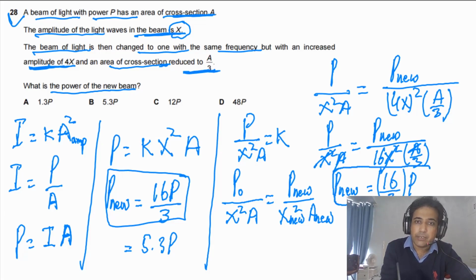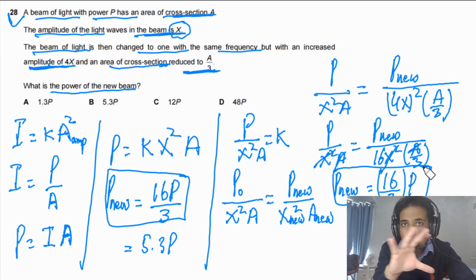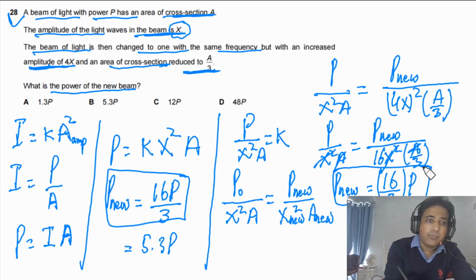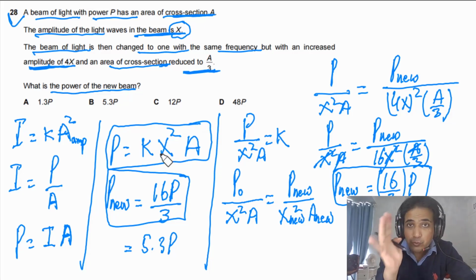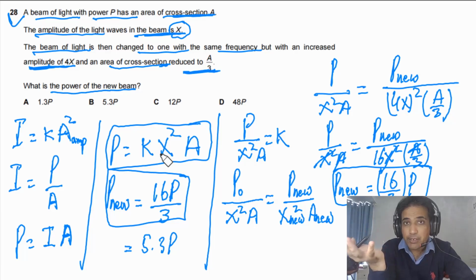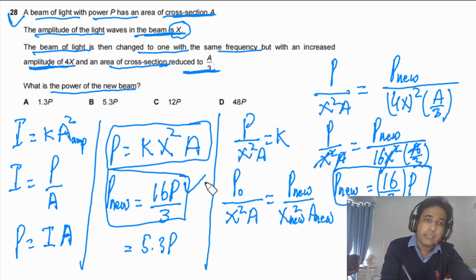So this is the final answer. This is how you can answer this question. In the exam you do not need to do all these steps. Simply if you have an understanding of this part you can find the answer. If amplitude increases 4 times, it means power will increase by 16 times. If area decreases by 3 times, it means power will increase by 3 times in the denominator, so 16 divided by 3. So this is the answer.